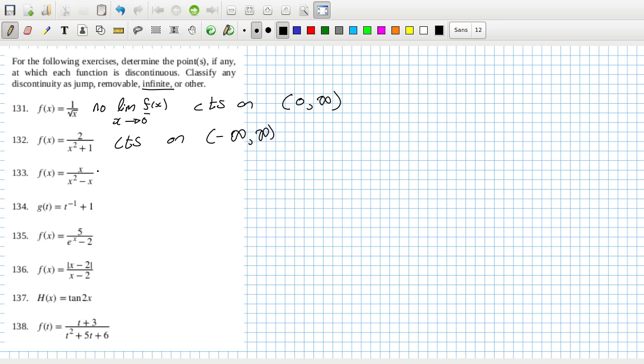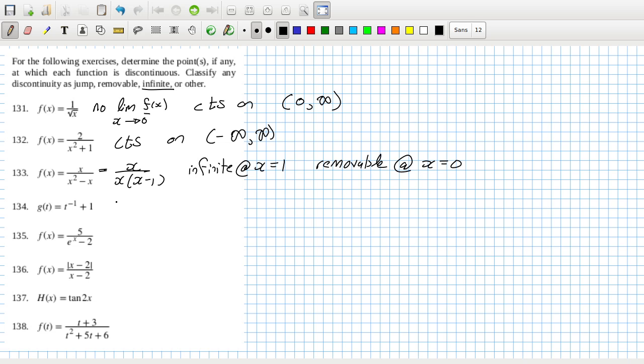No issues there. This can be written as x over x times x minus 1. So you can see as you approach from the left or the right of 1, we shoot off to plus or minus infinity. So it's an infinite discontinuity at x equals 1. But you can actually cancel the x's to remove the problem of not being defined at 0. It's actually removable at x equals 0.